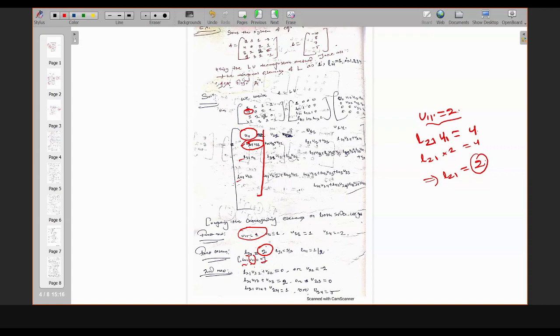Okay. Similarly, how do you get L31? So you have here L31 times U11 is equal to the corresponding element on the left hand side, which is 3, and U11 you already obtained, that is equal to 2. This implies L31 is equal to 3 upon 2. So that's why L31 is here 3 upon 2. Okay. Similarly, you can go for the last element of the first column. So to get L41, like how I had done, you can do this.